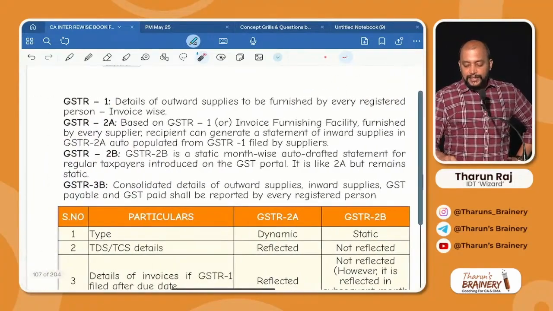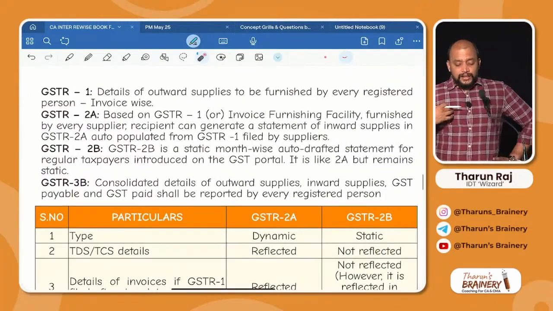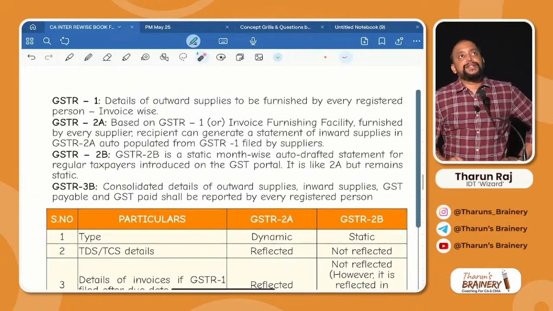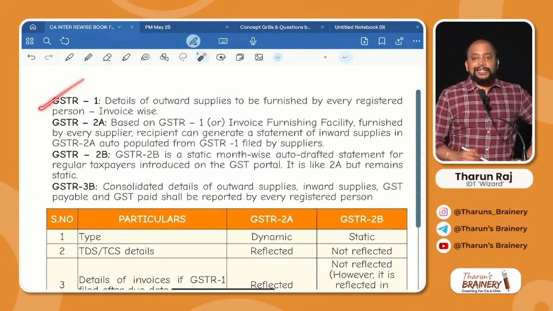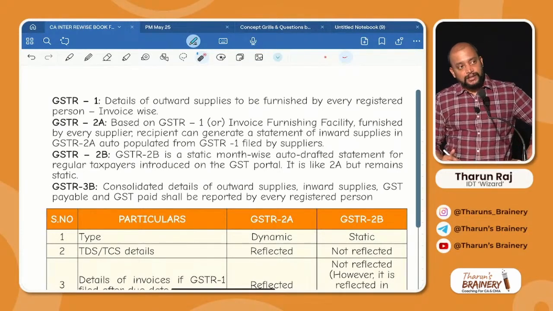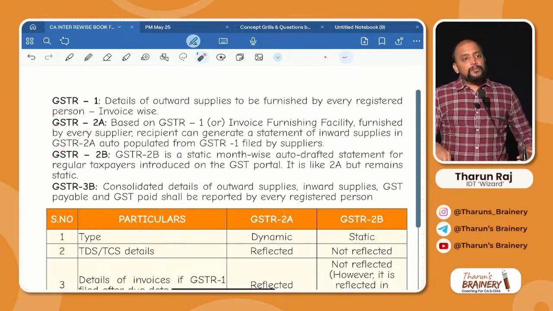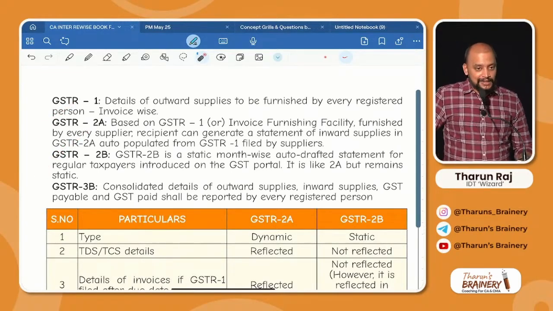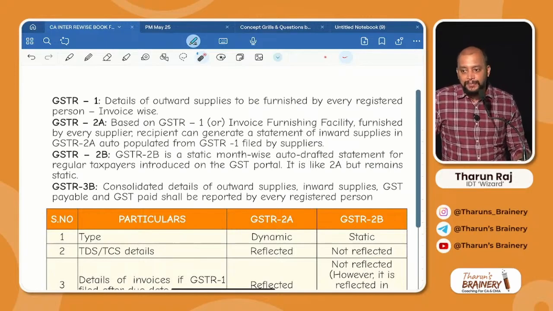Next, you see this GSTR1. What is GSTR1? Already we know what is GSTR1. A return that contains the details of outward supplies, to be filed by every supplier, every registered person. Both 2A and 2B contain inward supply details.